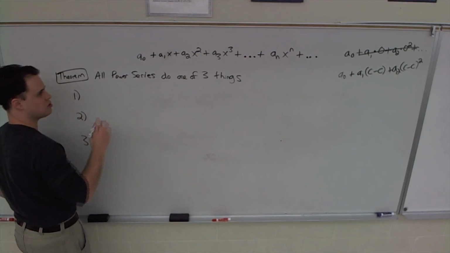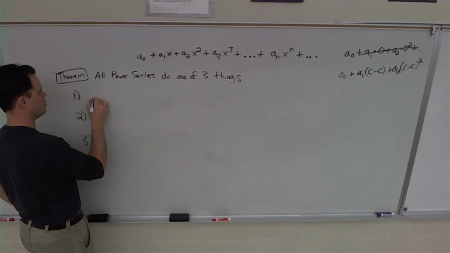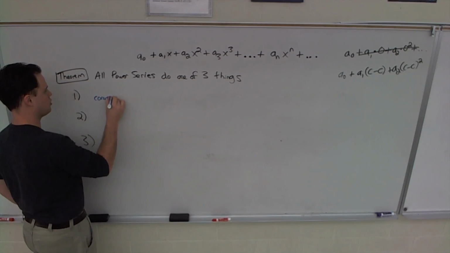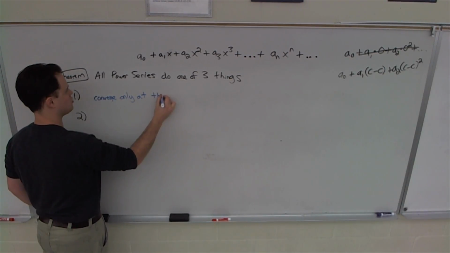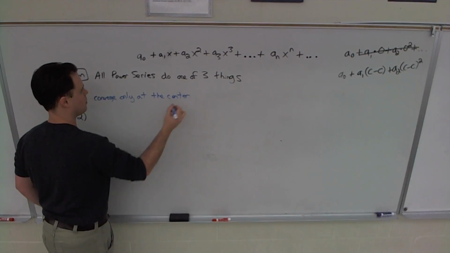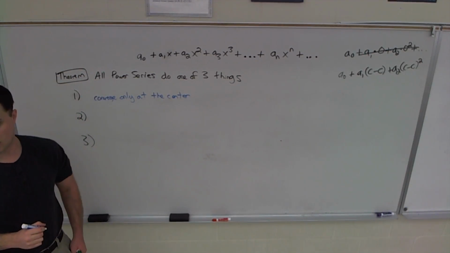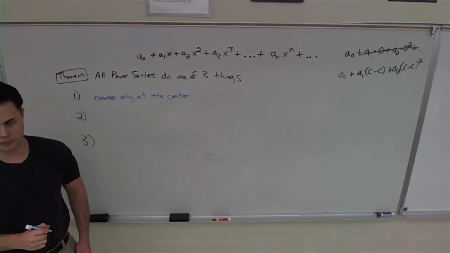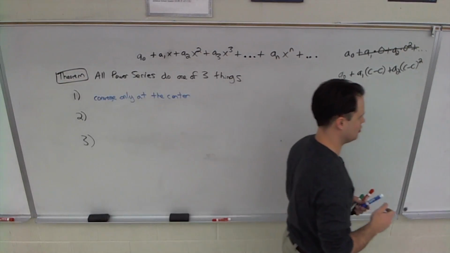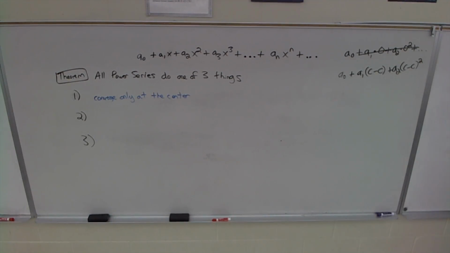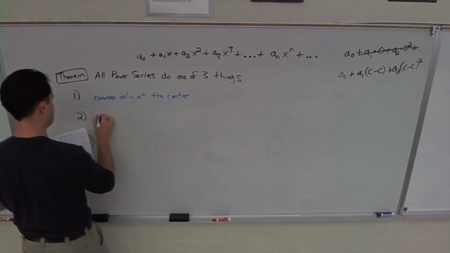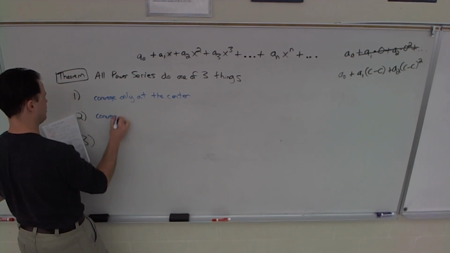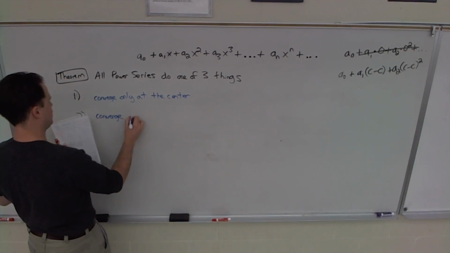So all power series do one of three things. They either converge only at the center, whatever it is. I want to write this down really formally like I had it. So they can also converge everywhere pretty much. So we'll see examples of that. That's the best thing that can happen, but that's not as common.